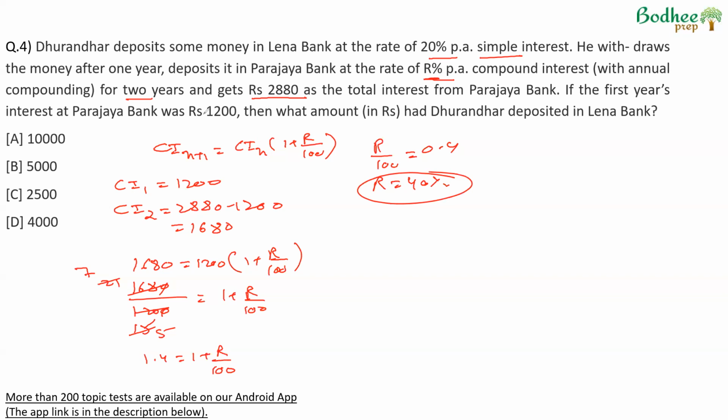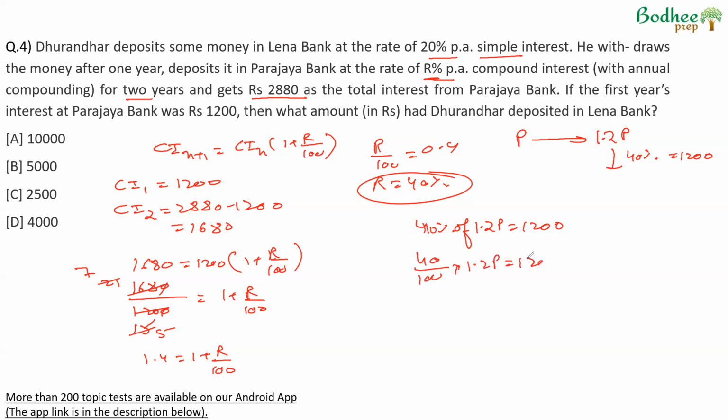Now, principal P was invested in Lena Bank at 20%, so we got 1.2 P. This was then put in Parajaya Bank. In the first year, 40% interest accrued meant 1200 interest in the first year. So we can say 40% of 1.2 P is equal to 1200, or 40 upon 100 into 1.2 P is equal to 1200.